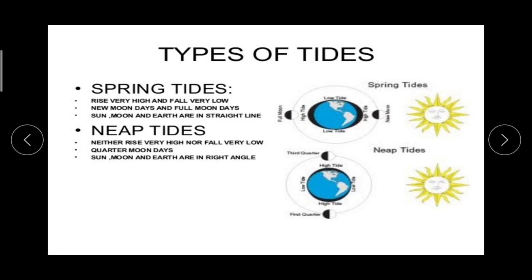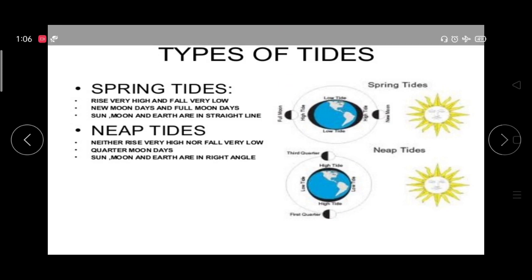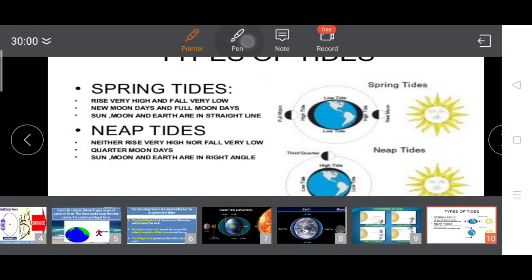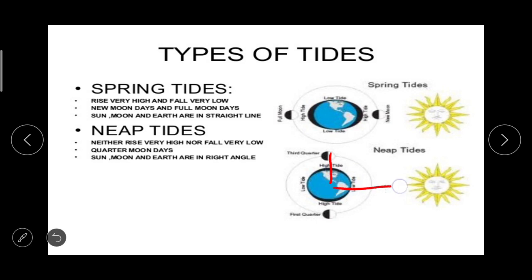Neap tides occur on quarter moon days, when the sun, moon and earth are at a right angle. With the pointer I am showing you how it is in the position of a right angle, and which causes neap tides.